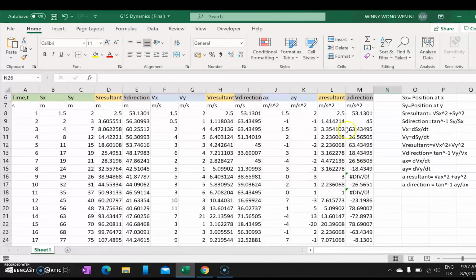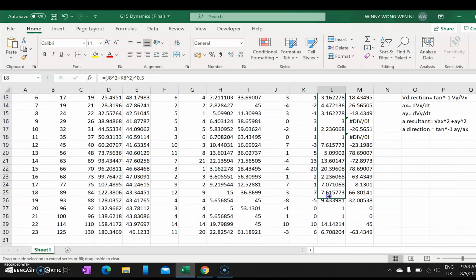So now we proceed to find the resultant acceleration by using the formula of square root of ax squared plus ay squared. So like this, J8 to the power of 2, plus K8 to the power of 2, and square root the whole thing. So 1.5 squared plus 2 squared, square rooted, and we get 2.5. For the following rows we can use the same method and drag all the way down to find all the values.